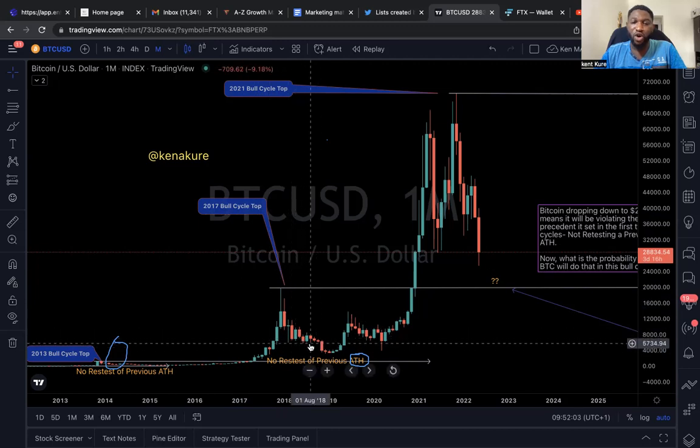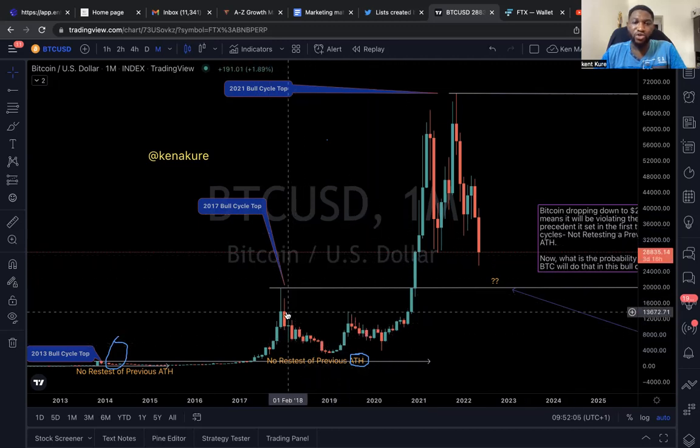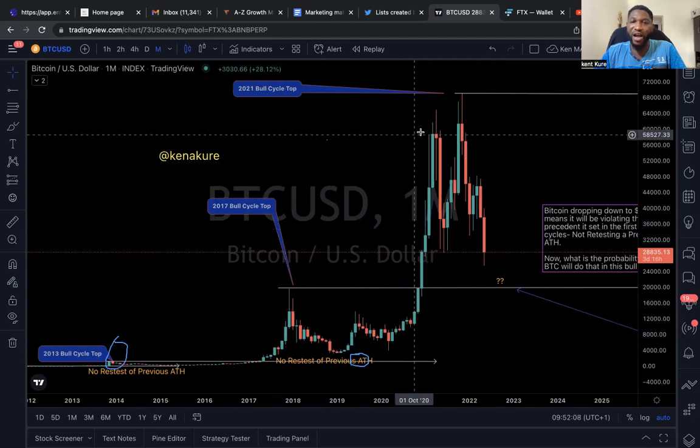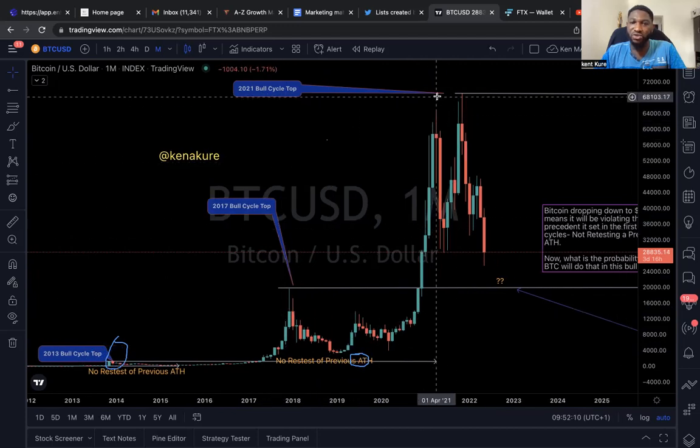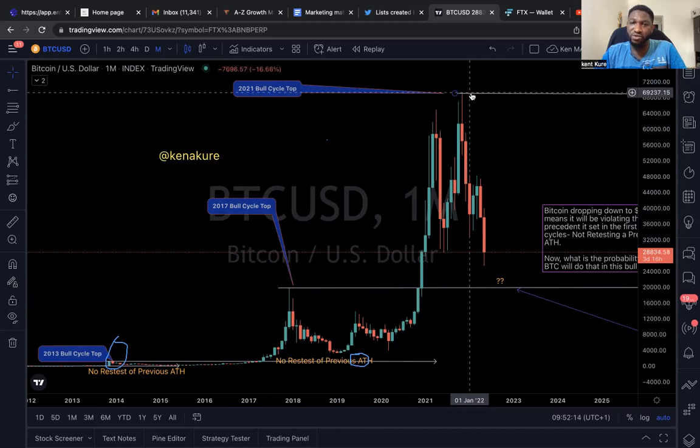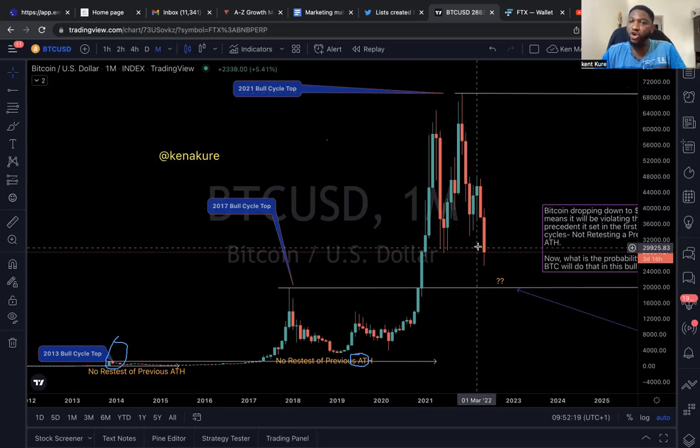Then after that, Bitcoin pushed high, so now we have this mega 2021 top of close to $70,000, $69,000. And now Bitcoin is correcting again.